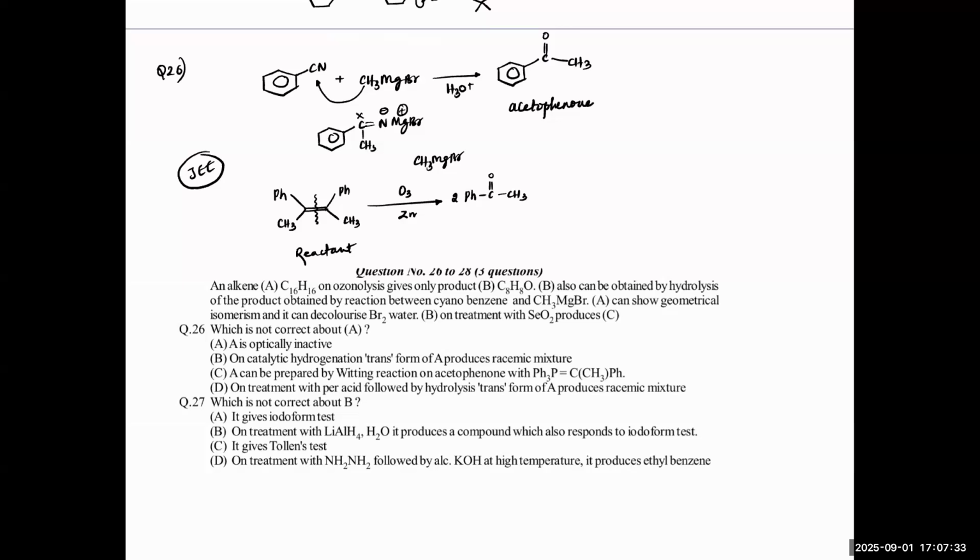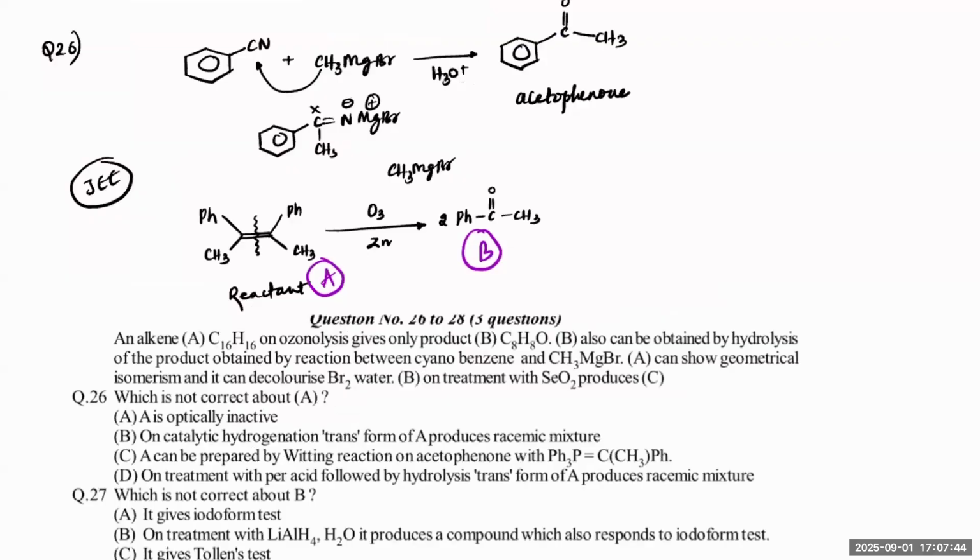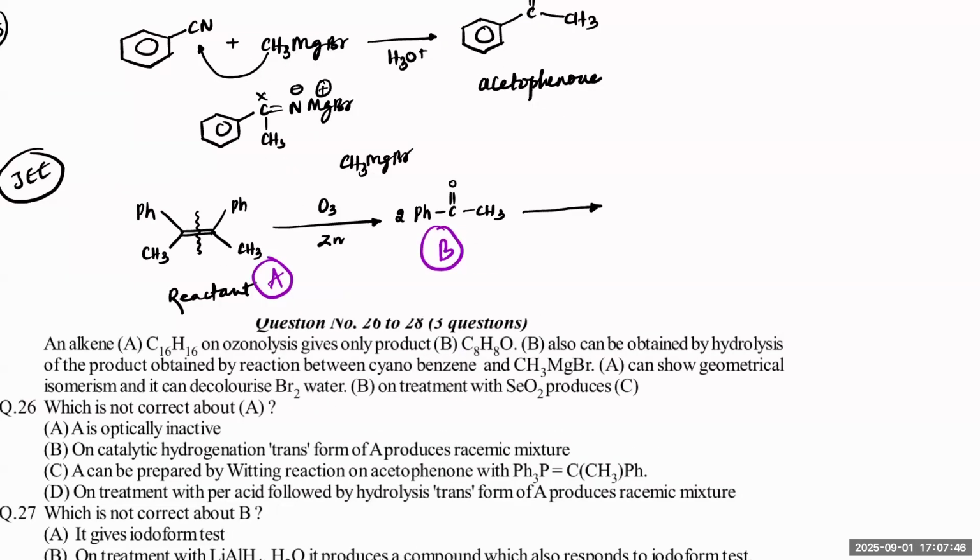Let me mark what A, B, C, D are here. This is A. Okay. And this is B. Now what is C? See, C is simple. If this is further oxidized in the presence of selenium dioxide, you know that selenium dioxide will make an oxidation at the alpha position. So you will get this one. So this is C.